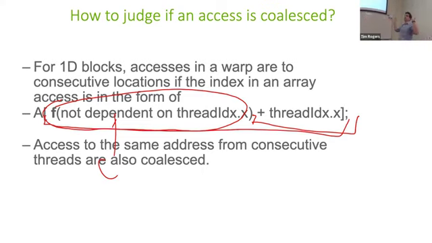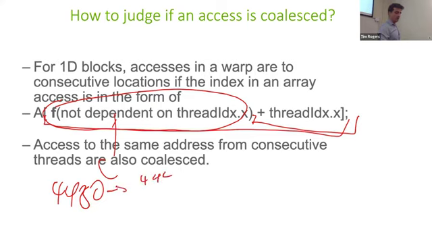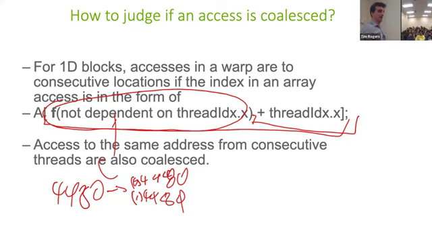Okay. So if this spits out an address, I don't know, 4480, then thread 0 in a warp is going to access address 4480. What address is thread 1 going to access, assuming that this is a float array? 4484, right? And then 4488, and then so on.